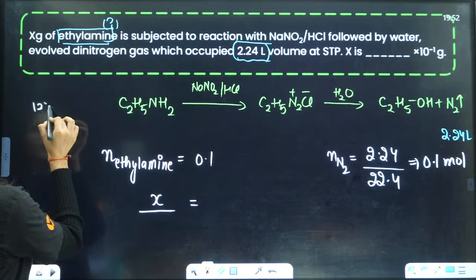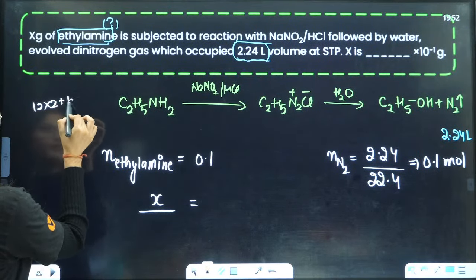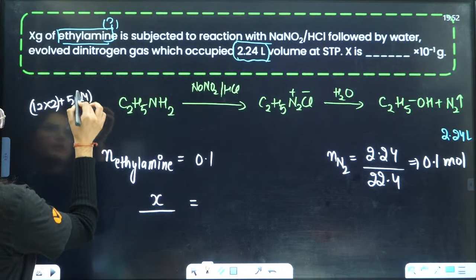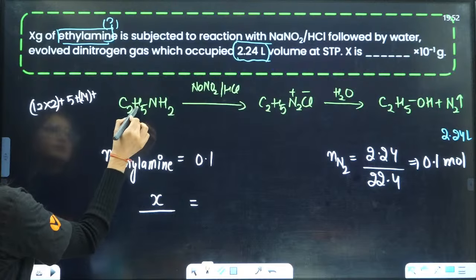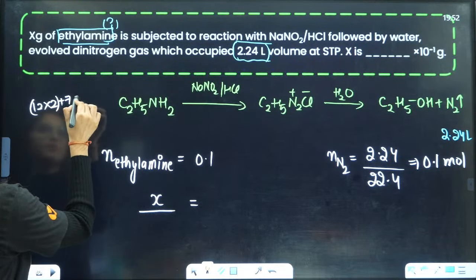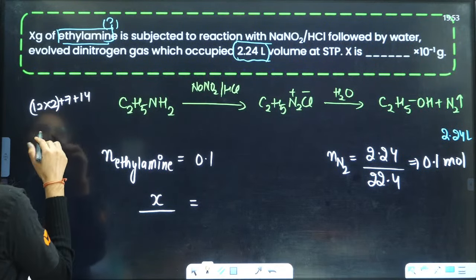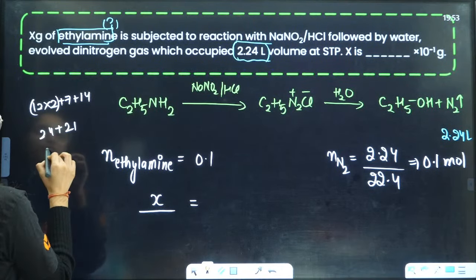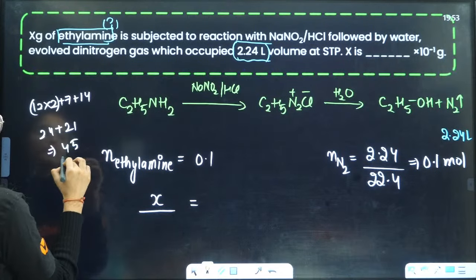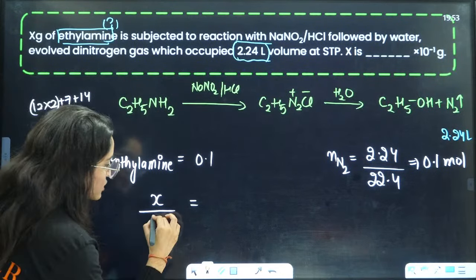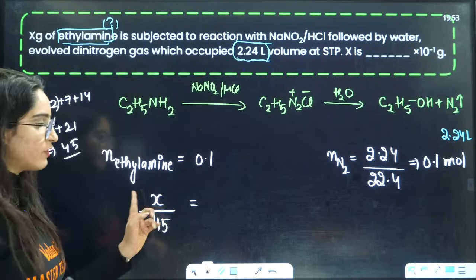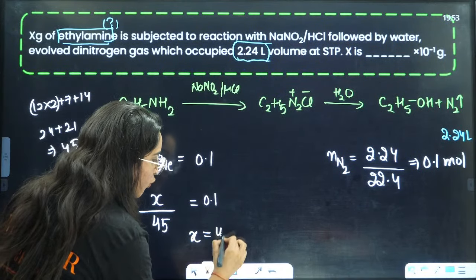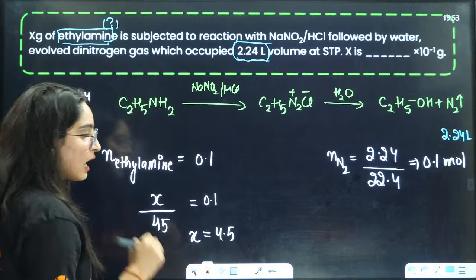That is 12 into 2 plus 5, plus 14, plus 7, so it will become 24 plus 21, which is 45. So the molar mass is 45. Given mass by molar mass is equal to 0.1, so X will become 4.5 gram, right?